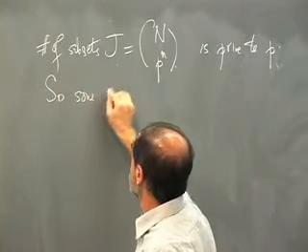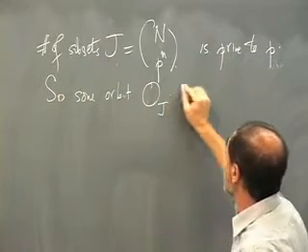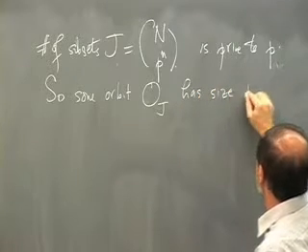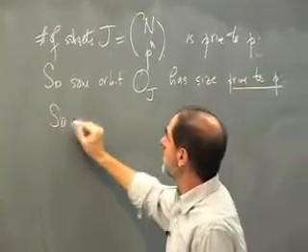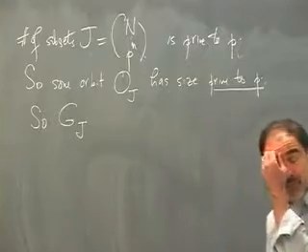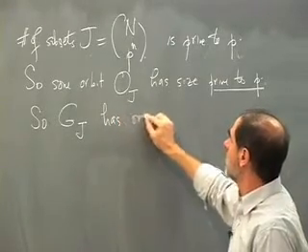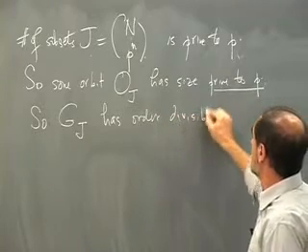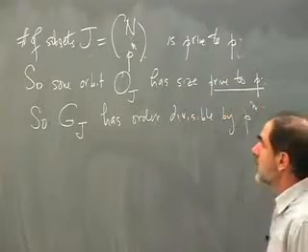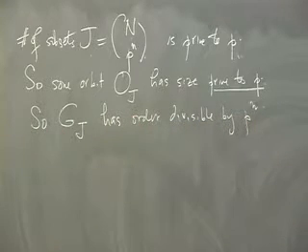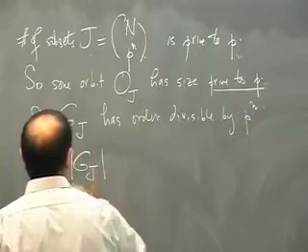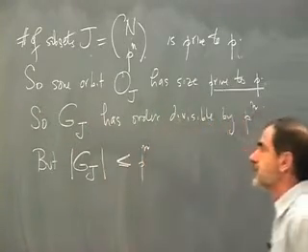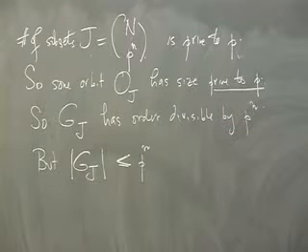So some orbit O_J has size prime to p. So the stabilizer of that orbit has order divisible by p^n, because the size of the orbit is the order of G divided by the order of the stabilizer. But the stabilizer of any such subset has size less than or equal to p^n.